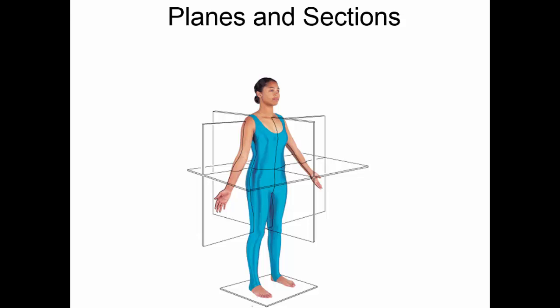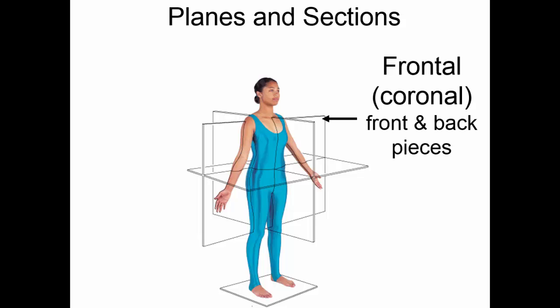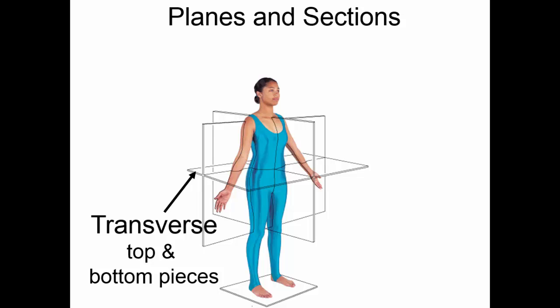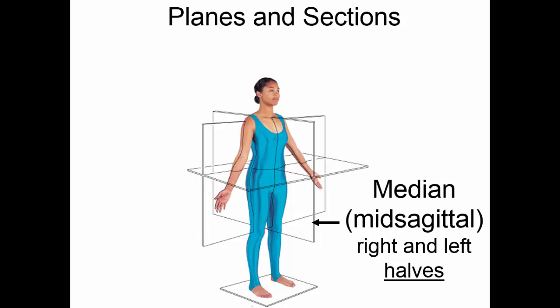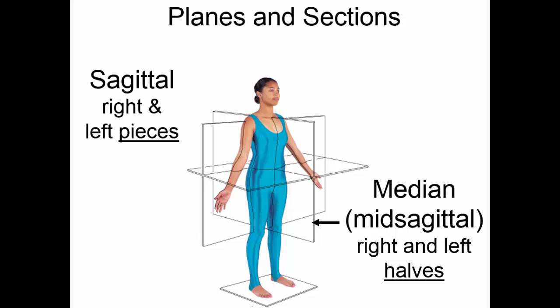We also frequently cut things up into pieces, and it's important for us to know how we cut something. So these are our planes and sections. If something is cut so that you have a front and a back piece, that is a frontal or coronal plane or section. If something is cut so you have a top or a bottom, that's a transverse cut or section. If something is cut right down the middle, that's a median or mid-sagittal section. You get right and left halves. However, you may cut things into right and left pieces, not exact halves, and that is called a sagittal cut.